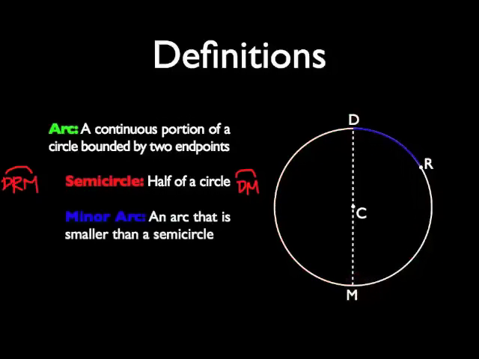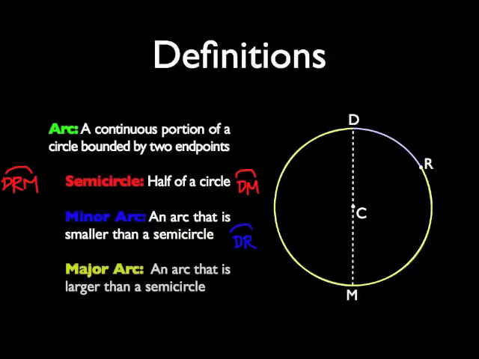We have minor arcs. These are arcs that are smaller than a semicircle, and they are named solely by their two endpoints. So the only name for this arc would be arc DR, or arc RD, but that's the same name. And of course, anytime you have a minor, you have a major.